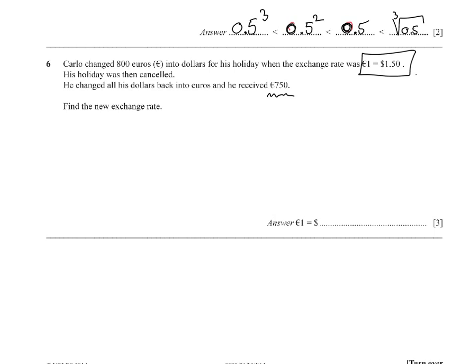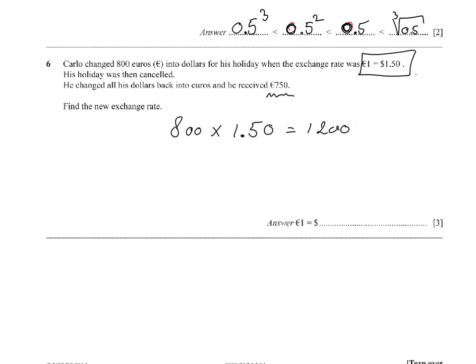Well, let me find out first of all how many dollars he got. Yeah, so he had 800 euros, and he got 1.50 for one. So 800 times 1.50, that's 1,200. Let me just write that down. So when he was going on holiday, he got $1,200.